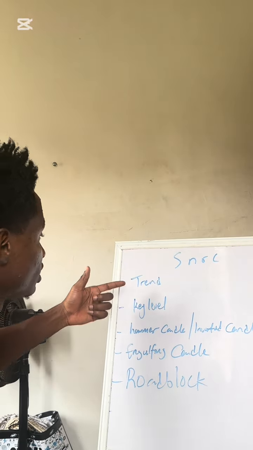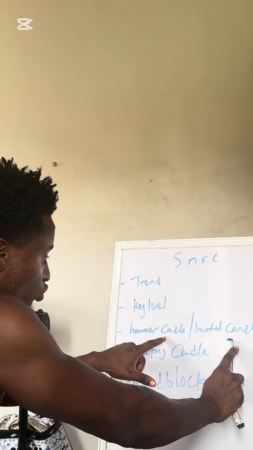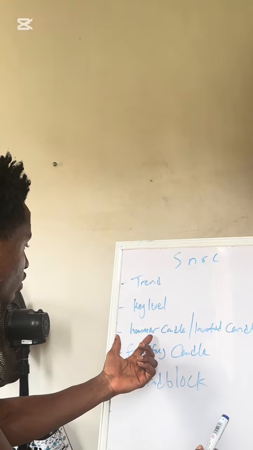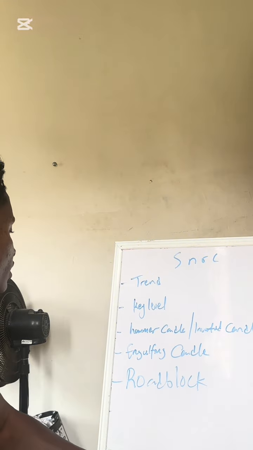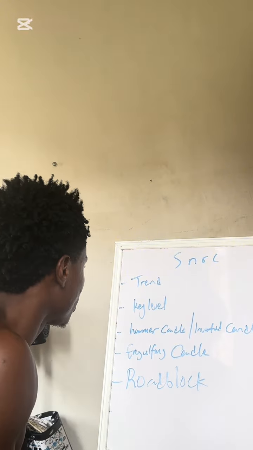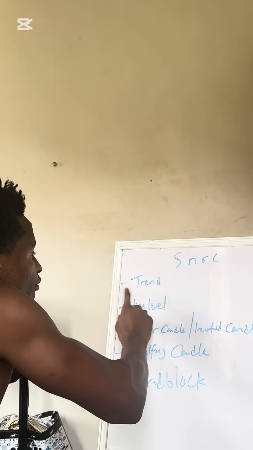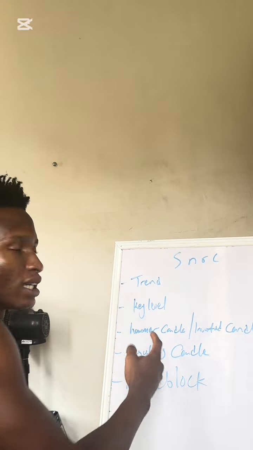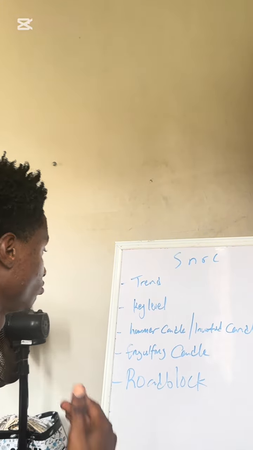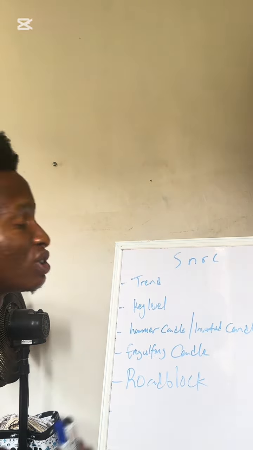First thing I look for is the trend. Second thing I look for is the key level. Third thing I look for is the hammer candle and inverted hammer candle. These two are the same thing, but one is more on a bullish trend and the other on a bearish trend. And engulfing candle and a roadblock. So first thing first, I will start today's class by explaining how I identify the trend, how I know what the market is doing, like where price is currently at that moment. We're starting with trend this morning, guys.